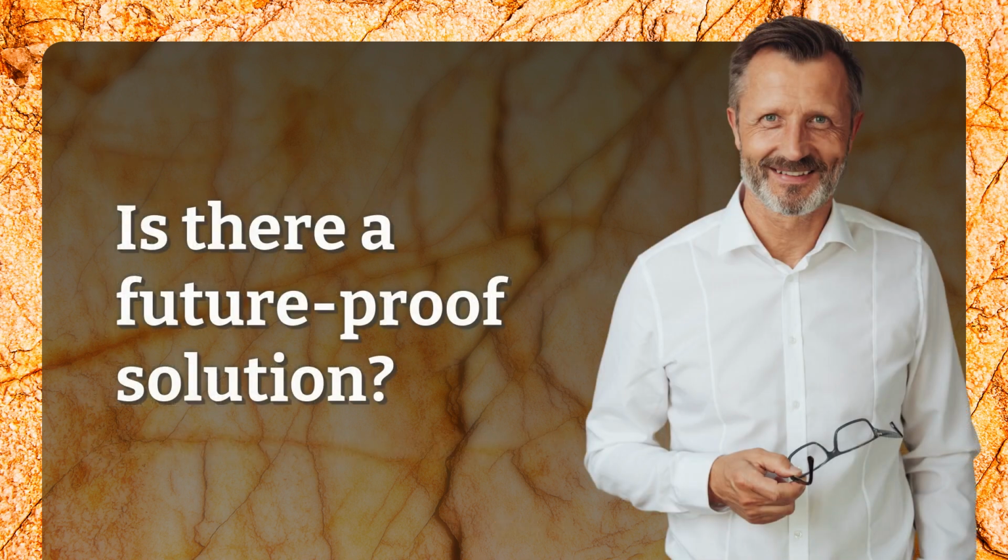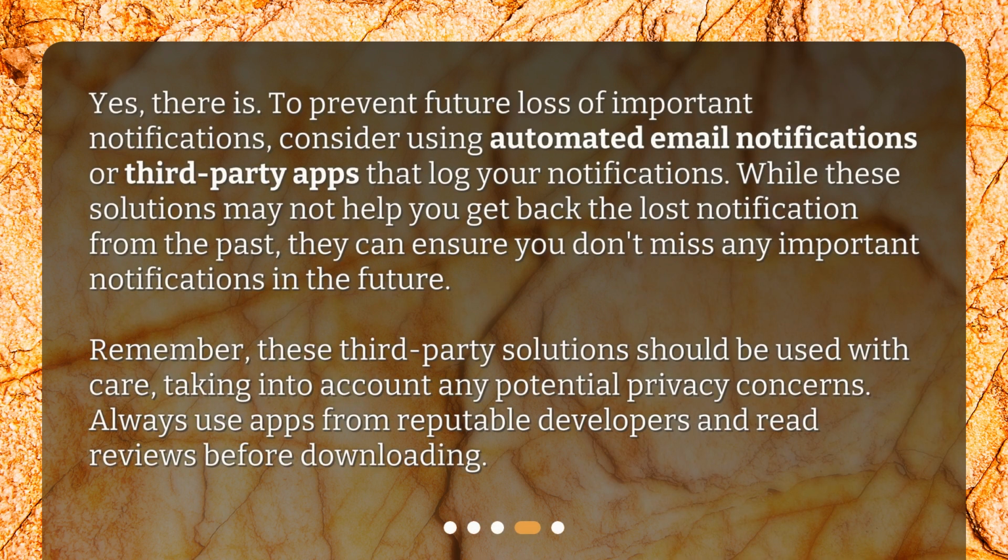Is there a future-proof solution? Yes, there is. To prevent future loss of important notifications, consider using automated email notifications or third-party apps that log your notifications. While these solutions may not help you get back the lost notification from the past, they can ensure you don't miss any important notifications in the future. Remember, these third-party solutions should be used with care, taking into account any potential privacy concerns. Always use apps from reputable developers and read reviews before downloading.